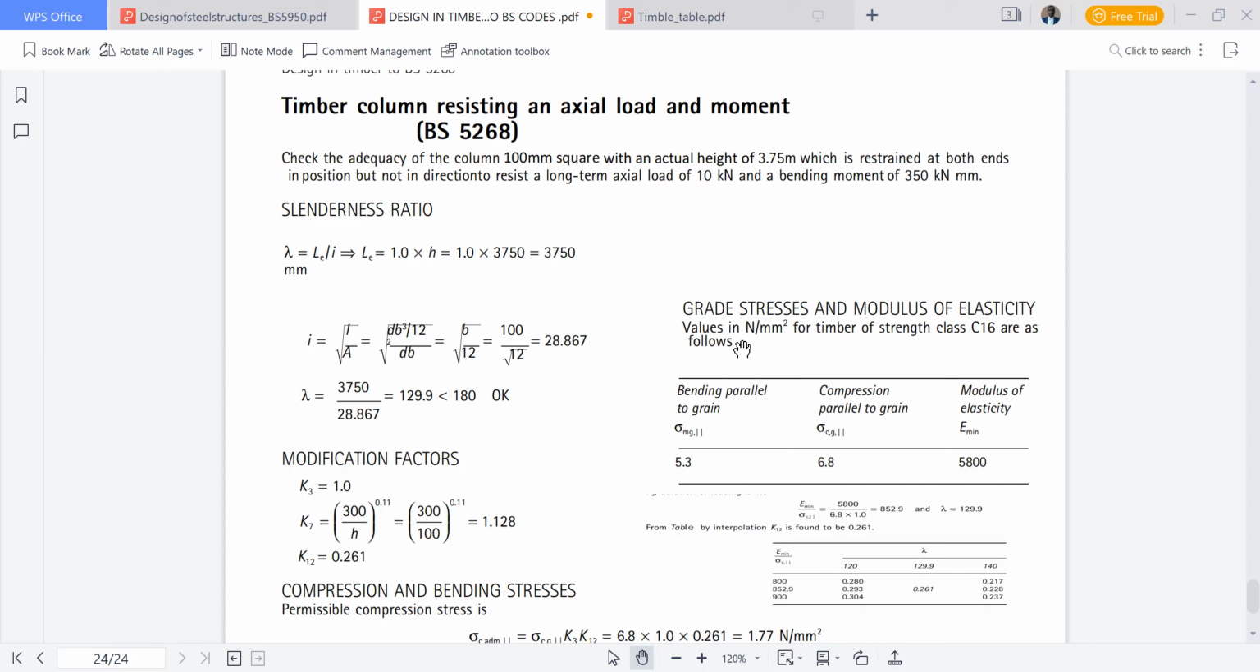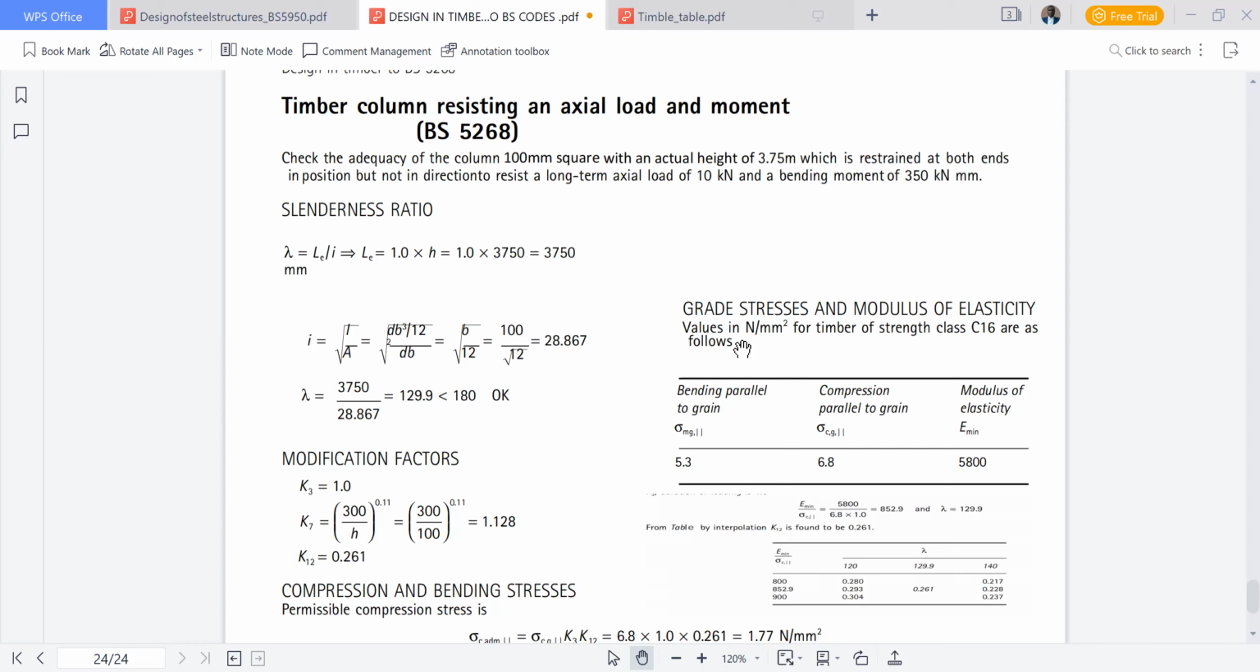3750 millimeter. Radius of gyration, because this is a square or rectangular section, will be given by the square root of b divided by 12, which is equivalent to that. And then from there, we can substitute and get our slenderness ratio is 129.9, which is below 180. That is okay because 180 is the maximum allowed.